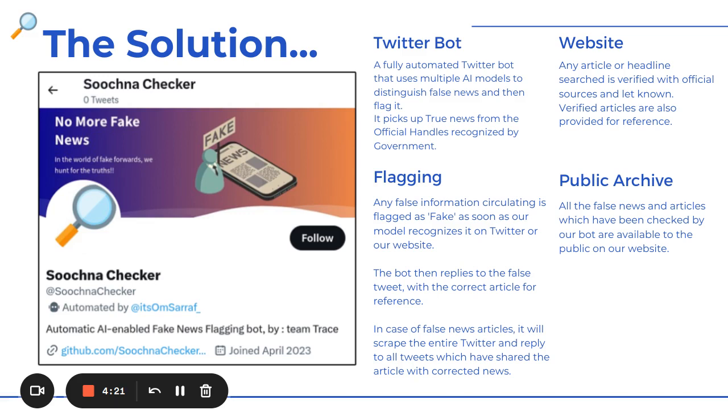Then in the news article, all those statements which are true will be labeled as true by highlighting green, and all those which are found false will be highlighted as false.